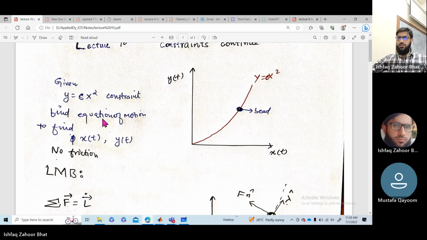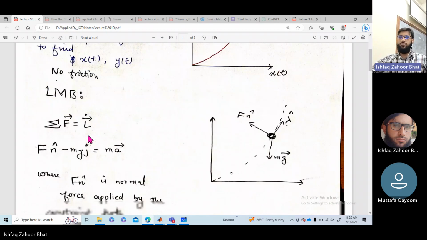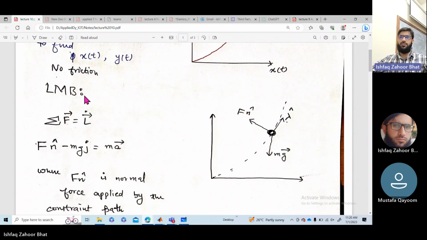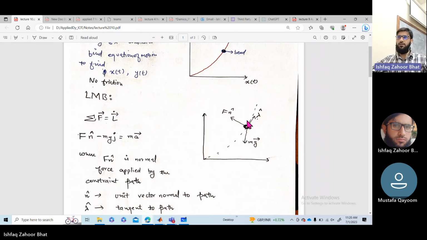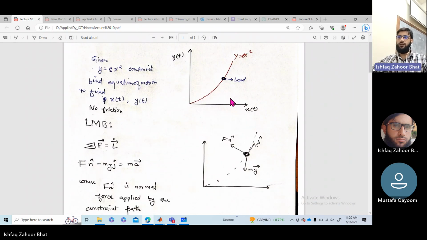Okay. So we need to find the equations of motion. As usual, we will use the linear momentum balance equation. What the linear momentum balance equation says is that we sum the external forces and equate those to the rate of change of linear momentum. So let us first draw the FBD, free body diagram, for this bead.